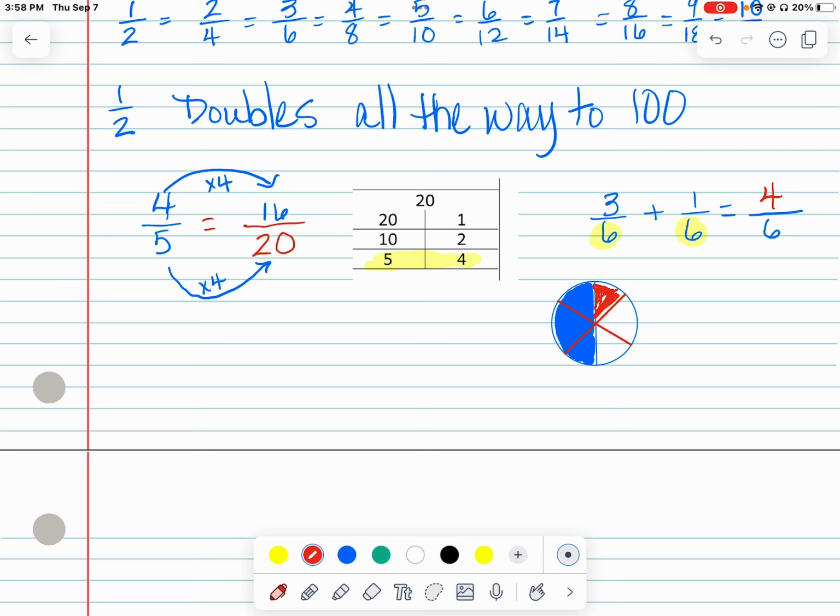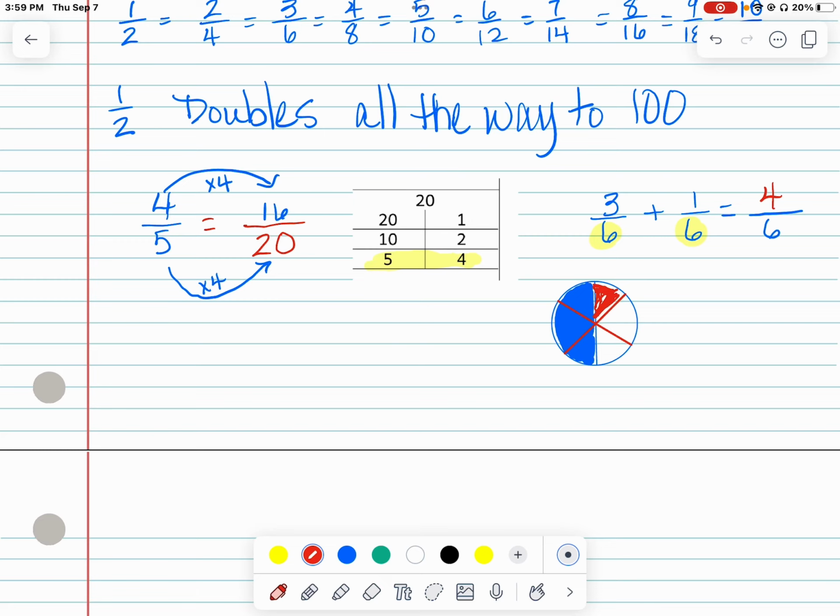And then you get it wrong. And then you're like, what? Hey, what? Why? Why am I getting it wrong? Because that's not fair. And I agree with you. 4/6 is correct.